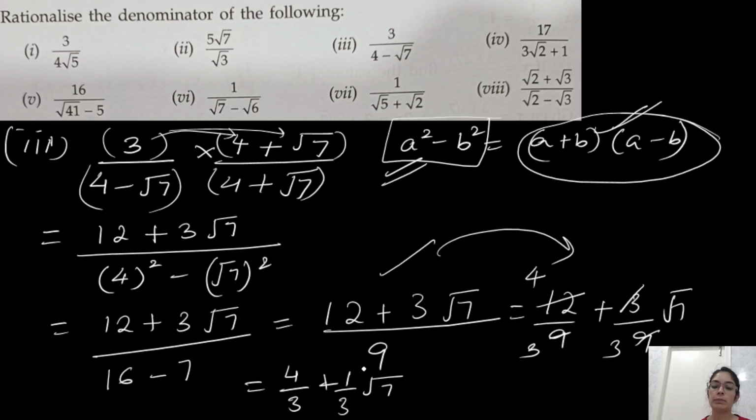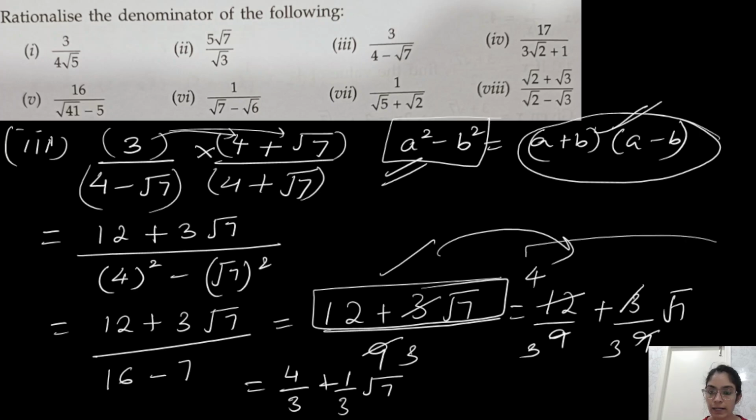See, sometimes students make one mistake, they will cancel like this. To avoid this type of mistake, because when terms are getting added, we cannot do cancellation up and down. Only if the terms are getting multiplied can we do cancellation. So to avoid this, we have to write it in this form, then we can do cancellation. With this, the third part is done. Now let's do the fourth one.